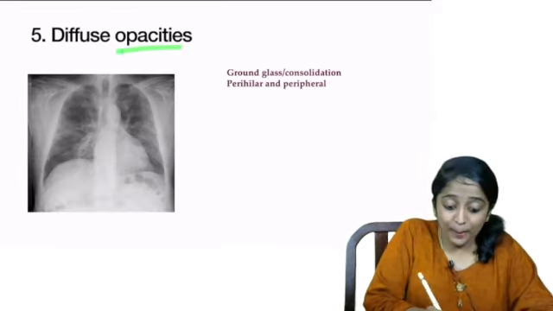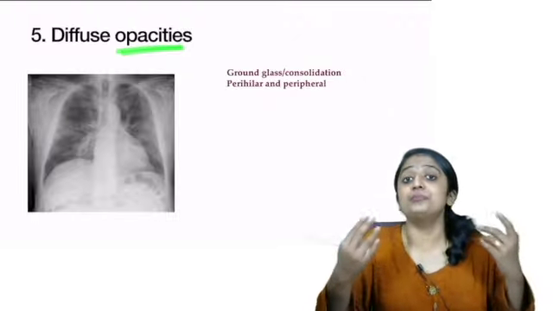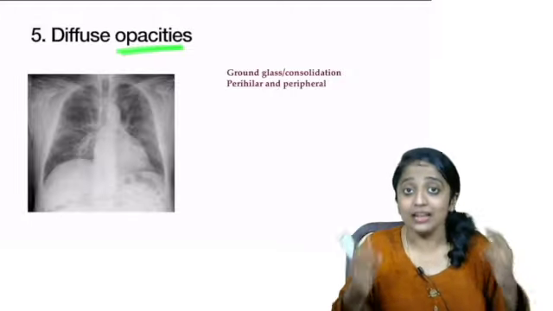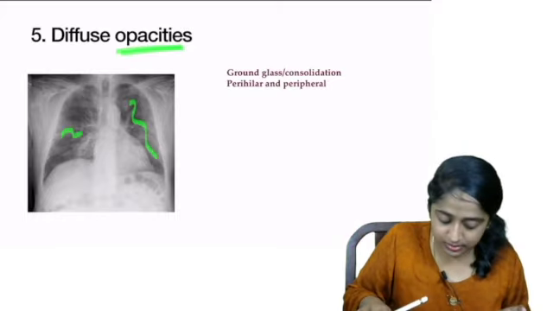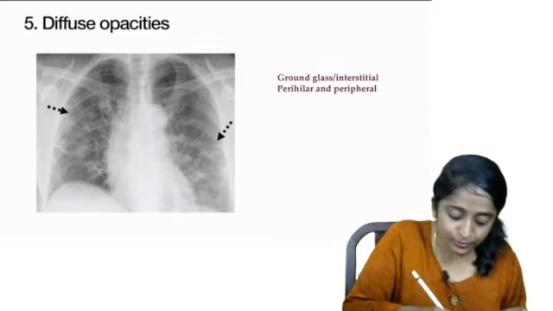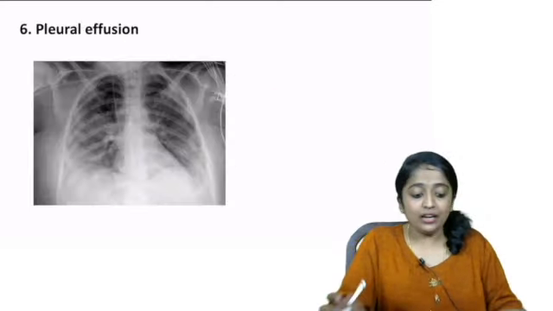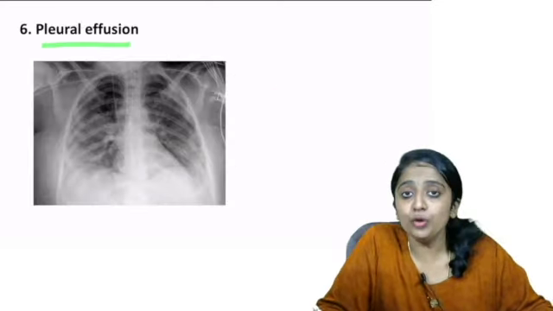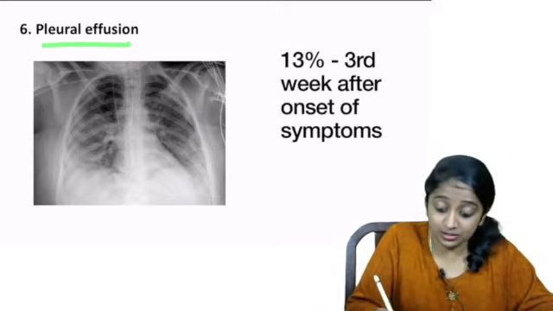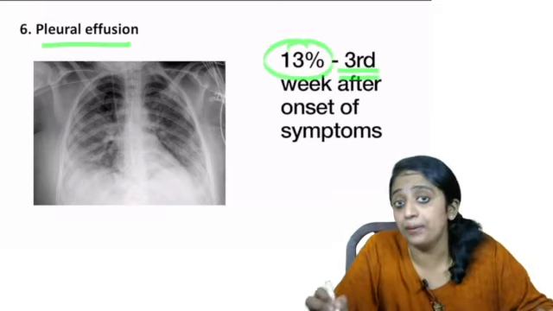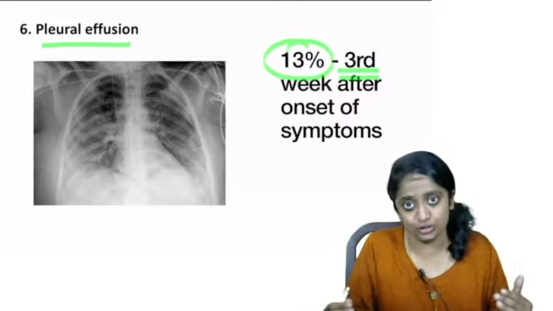And as said, the opacities tend to be peripheral, which is in favor of COVID-19. But as the disease progresses, more of the lung field can be involved, and you can get diffuse opacity. What type of opacity? Diffuse ground glass, diffuse consolidation, or diffuse interstitial opacities. All these are described. And a word about pleural effusion. Pleural effusion is seen in a subset of COVID-19 patients, but it is usually seen after the third week, and it is reported in about 13% of cases. So rather than a primary manifestation, it is taken as a complication of COVID-19.